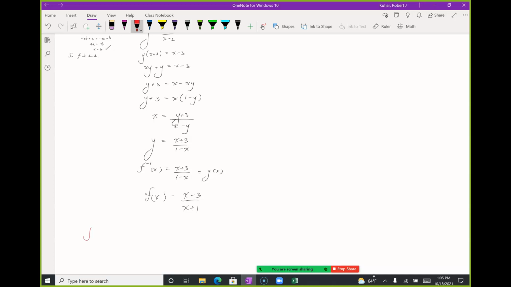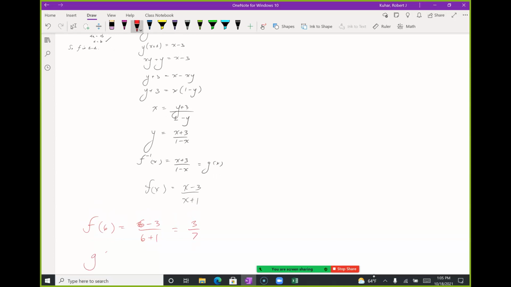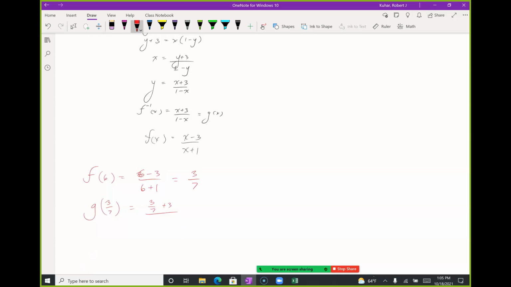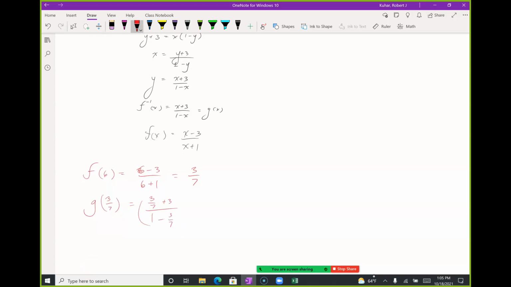6, yes. Sure, f of 6. That's 6 minus 3 over 6 plus 1. That's 3/7. I like it. Let's find g of 3/7. What should I expect to get if I have an inverse? I should expect 6, right? So I have 3/7 plus 3 over 1 minus 3/7. I'm going to clear my fractions with a 7 over 7. I get 24 over 4, which is 6. Done. It worked. I think I have an inverse.